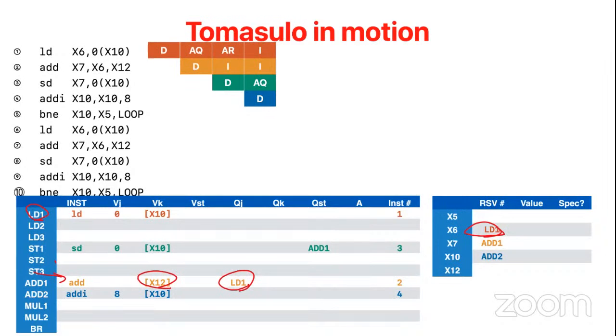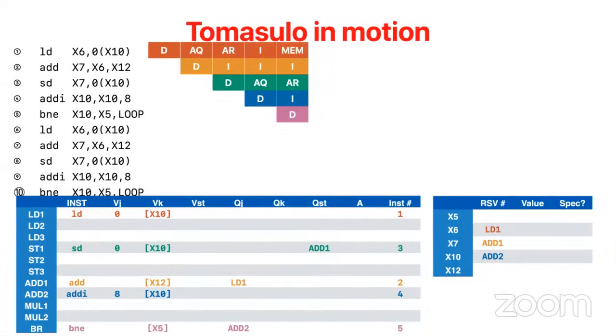And now let's keep going to the next cycle, because currently no one is on the memory stage. So the load instruction can keep loading. And for the add instruction, because it has to wait for the load instruction to finish, it still has to stay in its issue stage. And for the store instruction, it can keep calculating its address.